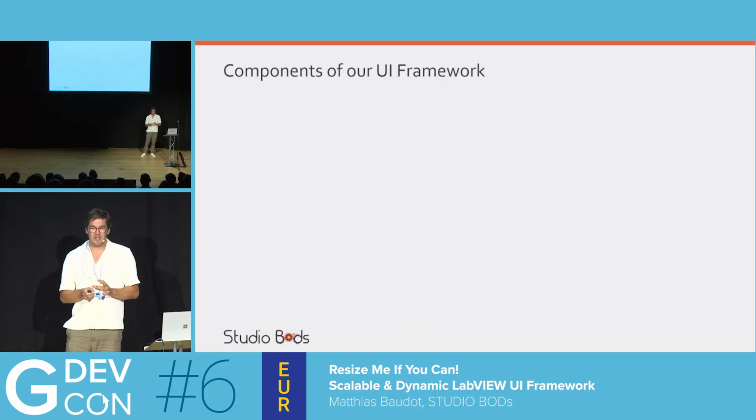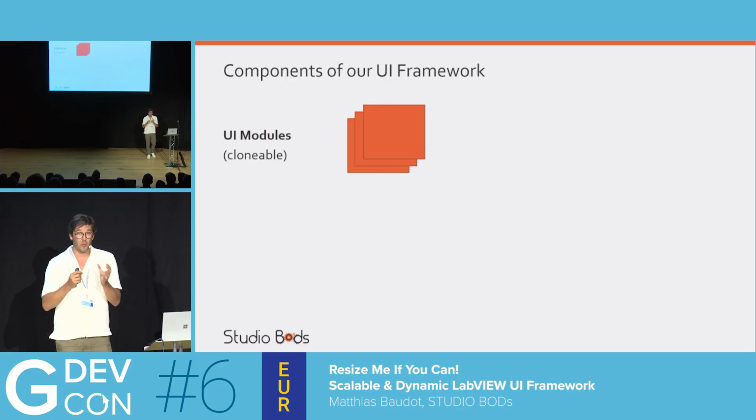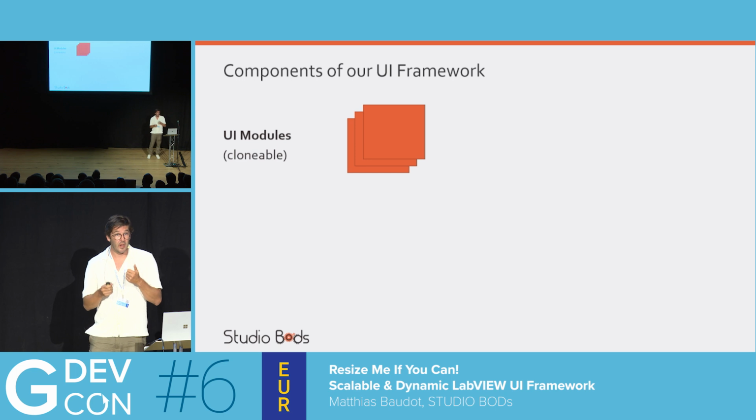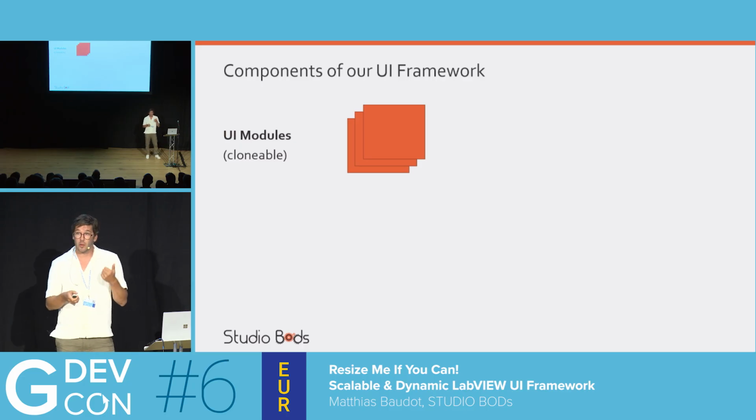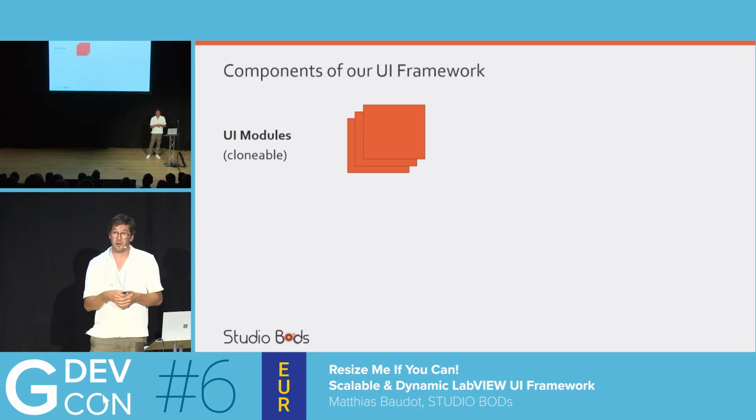Our UI framework consists of UI modules, which are actually DQMH modules, a little bit modified. They are clonable, so we can run multiple instances of a UI. And since they are DQMH modules, they come with their API tester, and they implement the traditional QMH design pattern that we are all familiar with.